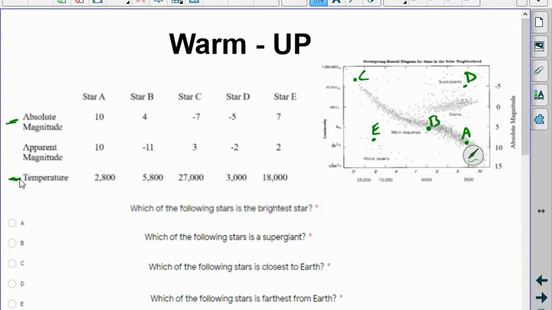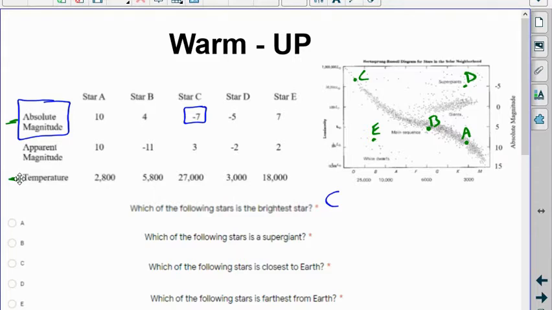Okay. So going forward from this, the first question is, which of the following stars is the brightest star? When it says which is the brightest star, you look at the absolute magnitude. Remember, absolute magnitude is the brightness from 10 parsecs away. Looking at their absolute magnitude, I ask which is the smallest number? Because remember, the smaller the number, the brighter it is. So the answer to the first one is star C.